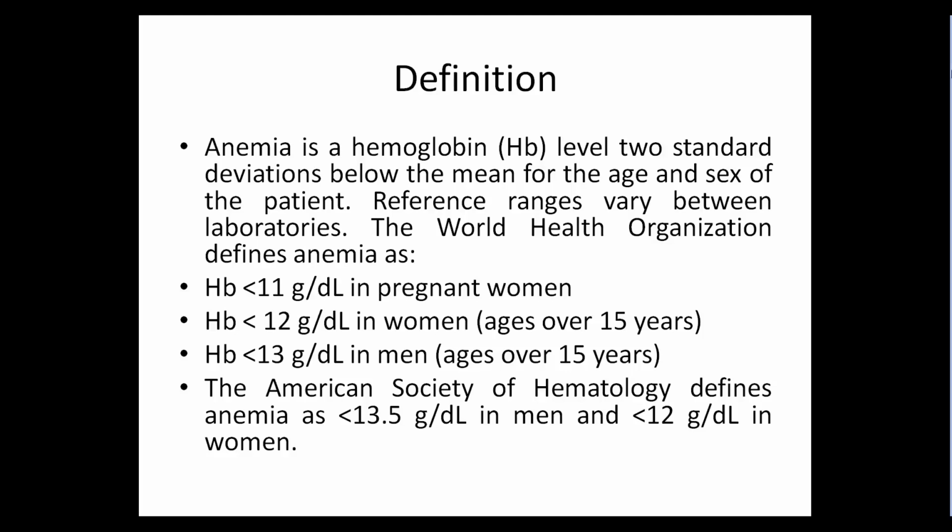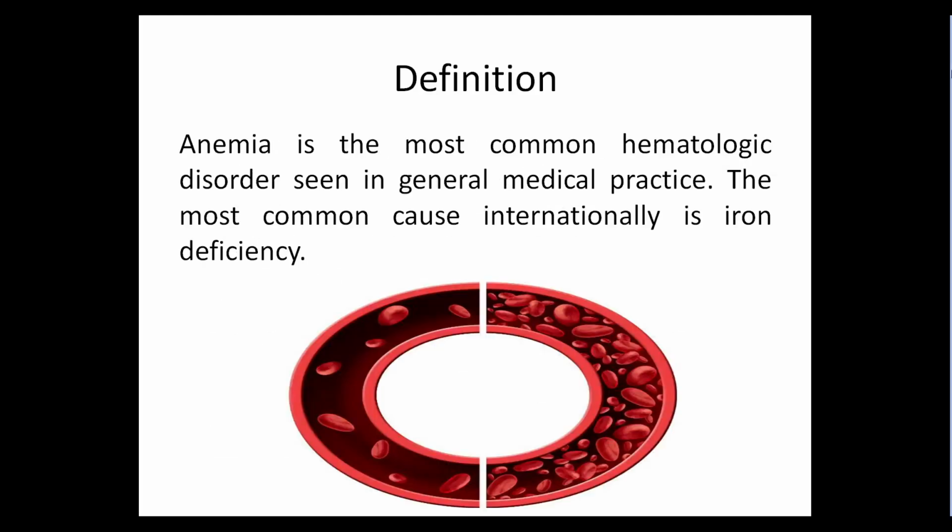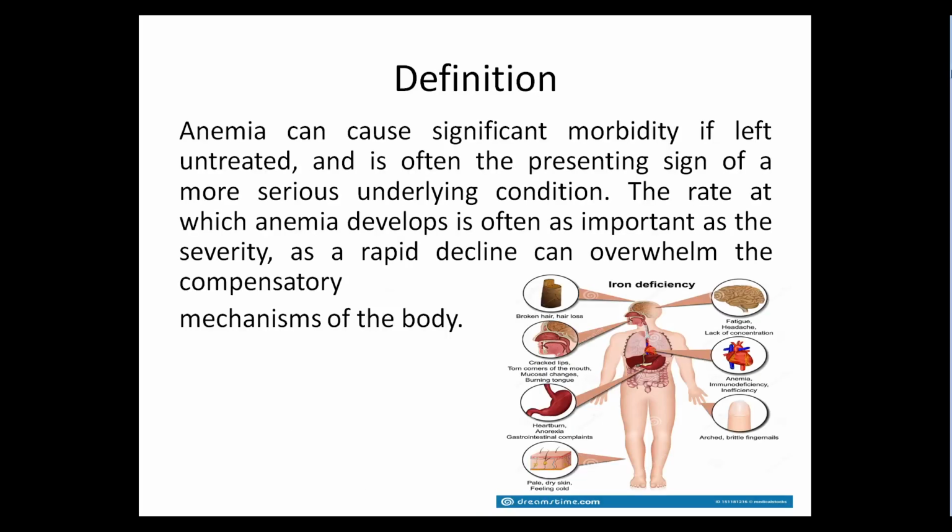The American Society of Hematology defines anemia as less than 13.5 grams per deciliter in men and less than 12 grams per deciliter in women. Anemia is the most common hematologic disorder seen in general medical practice. The most common cause internationally is iron deficiency. Anemia can cause significant morbidity if left untreated and is often the presenting sign of a more serious underlying condition.